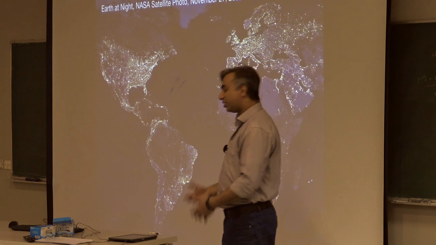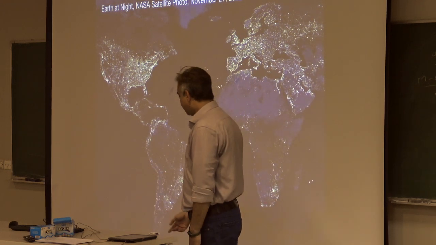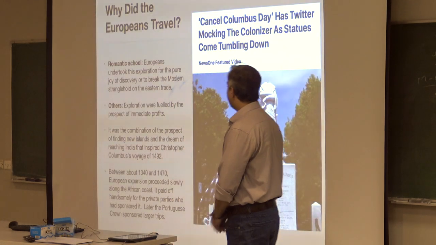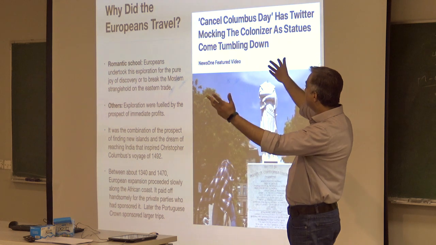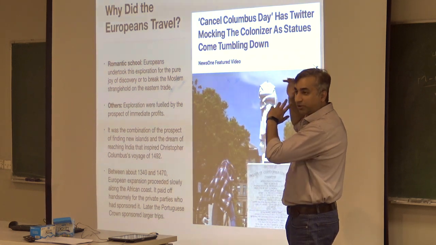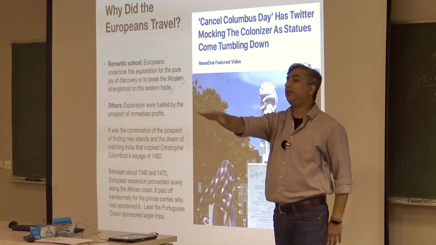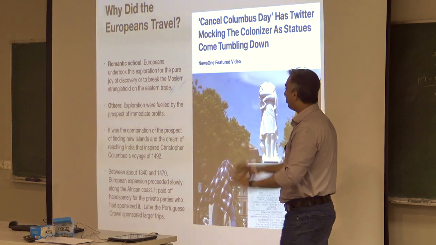So the question is, Africa is underdeveloped. We know this. Why did the slave trade play the main role? Why did the Europeans come to Africa? Some people say, oh, they were romantics. They wanted to explore the world. They wanted to have the joy of discovery. And also they wanted to find an alternative route to India that would go around the Muslims, because of Christian-Muslim rivalry and so on.